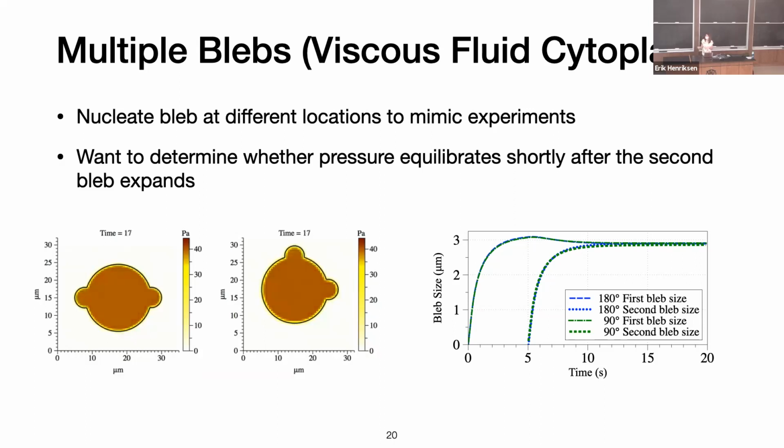Okay. But what you actually see here, in terms of bleb size, is that the first one increases, and then as the second one relieves pressure, the first one will just decrease in size. So this is not what they see experimentally. This does not seem to match what we were looking for, which is that the second bleb was 30% smaller than the first bleb.